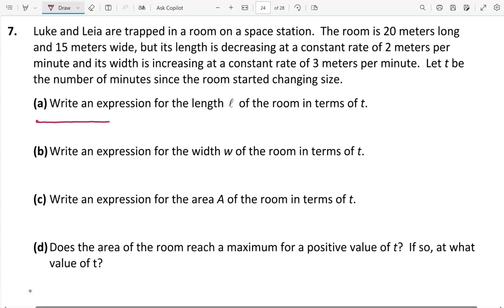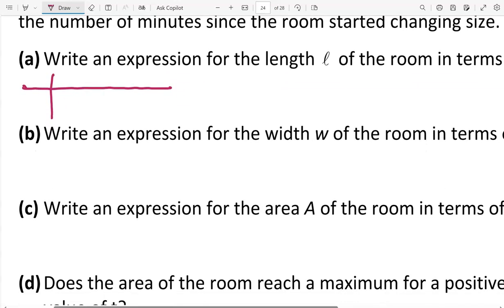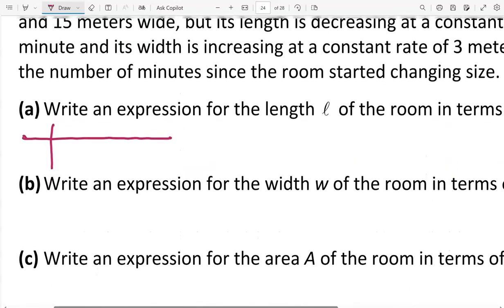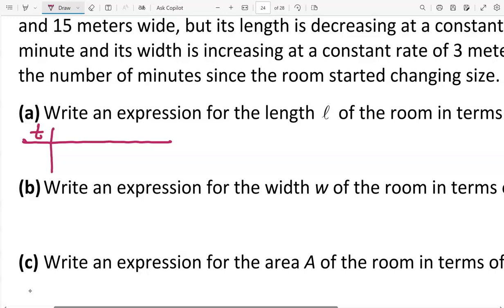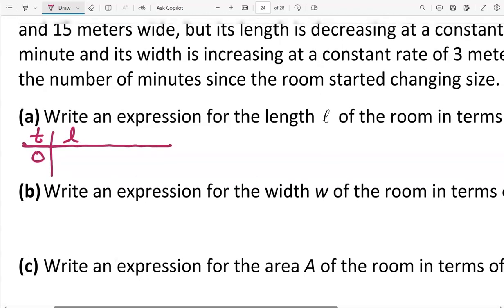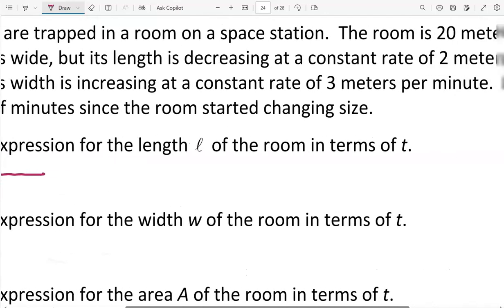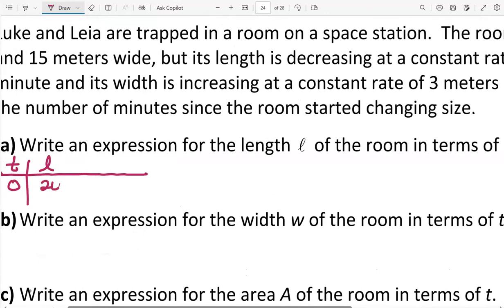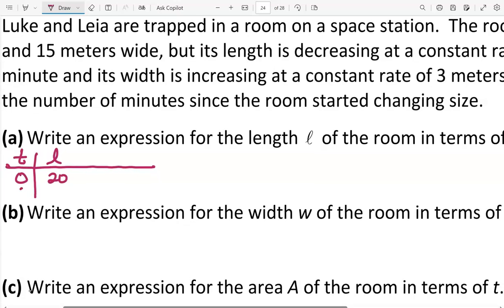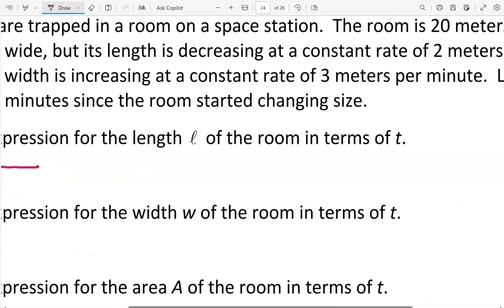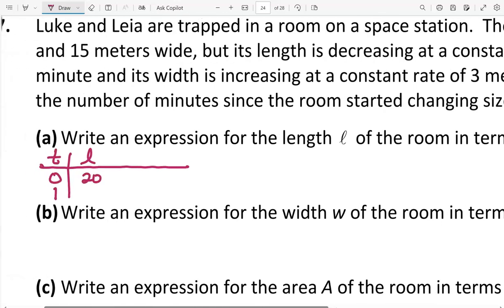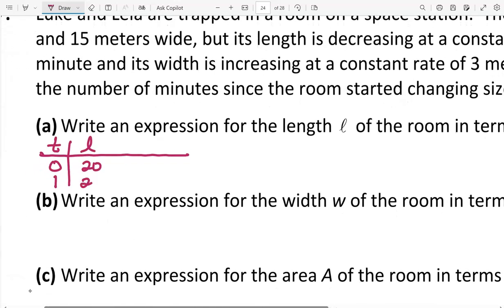So let's make a table here and see if we can uncover something about this pattern. When t is equal to 0, our length is equal to 20 meters. Now what's happening? Our length is decreasing at a constant rate of 2 meters per minute. So after 1 minute, we're going to subtract 2 meters from that length.